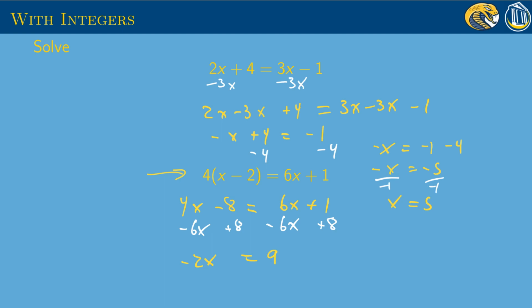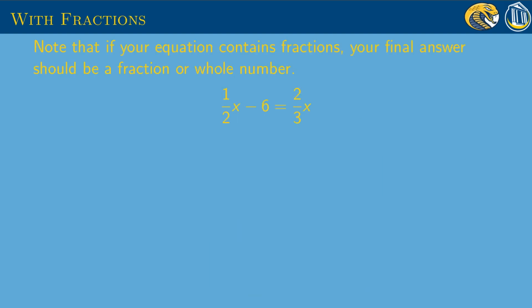Lastly, we want to divide both sides by this coefficient minus 2. These will cancel, and we'll be left with our final answer, x equals negative 9 over 2, or we could write that as a decimal, minus 4.5. Notice that even though all of our coefficients were whole numbers, we can still end up with a fraction or a decimal as our final answer.